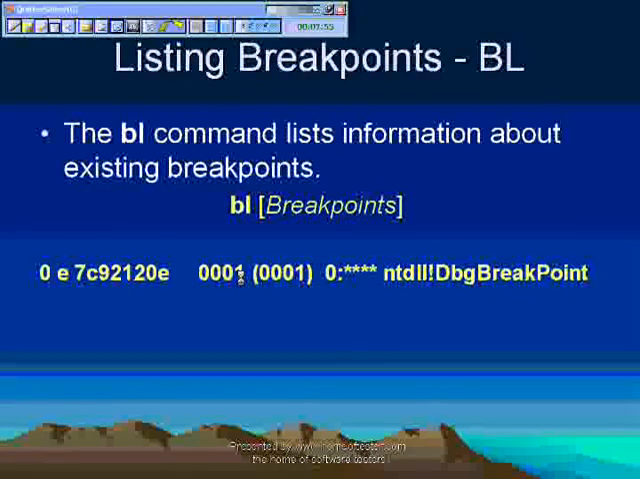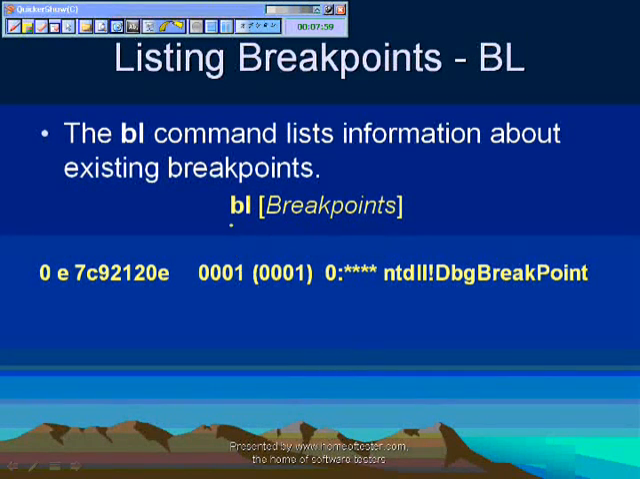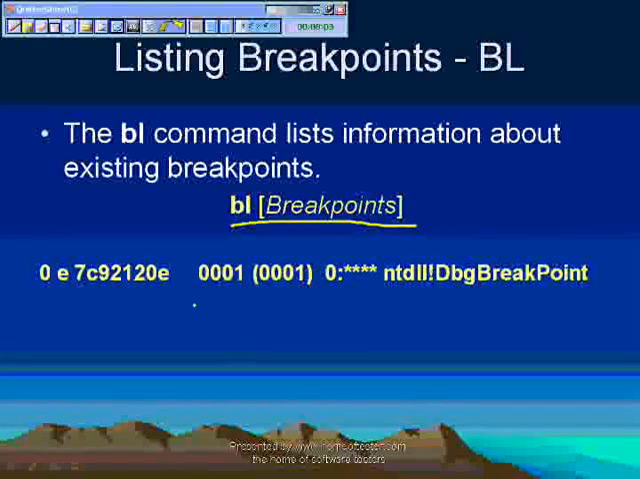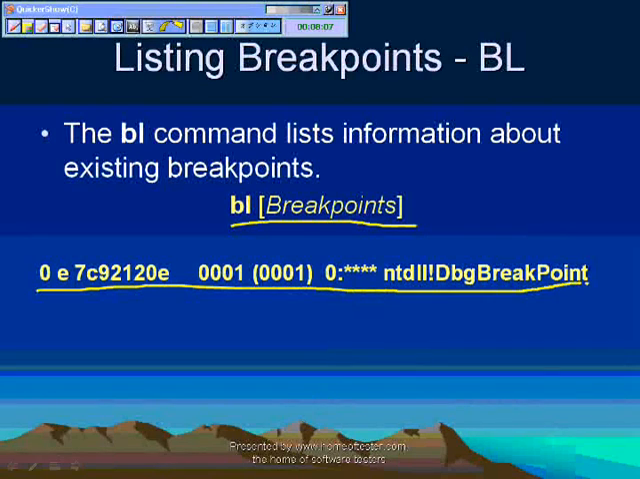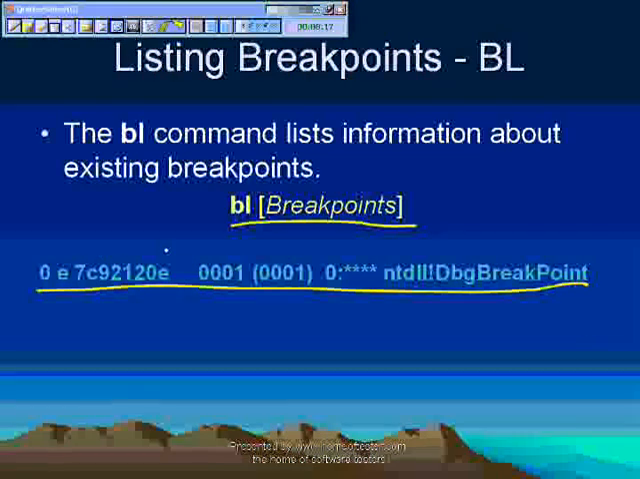So another command we have seen is VL. It's to list all the breakpoints. For the breakpoints listed in WinDbg, this is the number of the breakpoints and the status, enabled or disabled. And here is the address of the breakpoints.